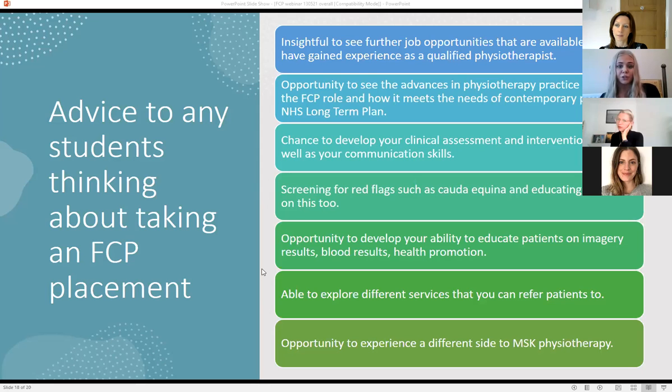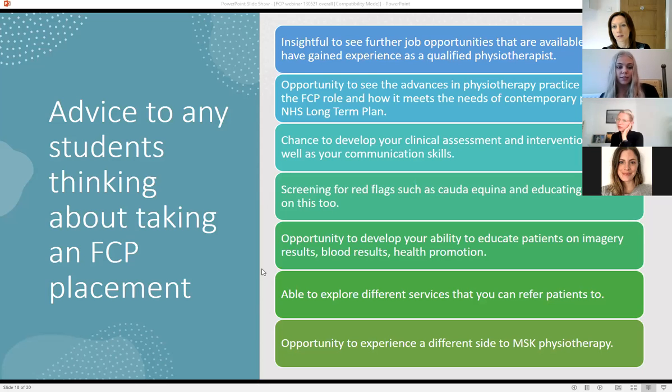Obviously, that opportunity to develop your communication skills as well as you would in any placement. It's a really good opportunity for that, especially with your subjective questioning as well. It gives you opportunity to develop your ability to educate patients on imagery, blood test results, health promotion. So some things that you might not get an opportunity in other areas for. Health promotion, obviously, really important in terms of contemporary practice and making every contact count, supporting behaviour for change.